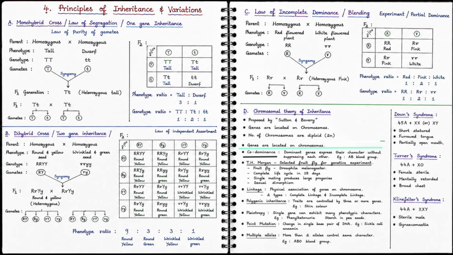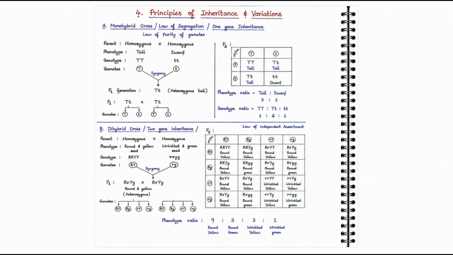So first of all, for 5 marks, please remember the flowchart of monohybrid cross, or they may ask like law of segregation or one gene inheritance or law of purity of gametes. Anything they may ask, you have to draw this flowchart for 5 marks.